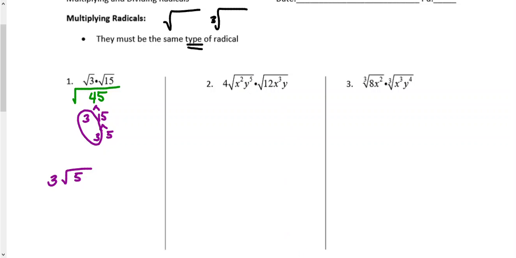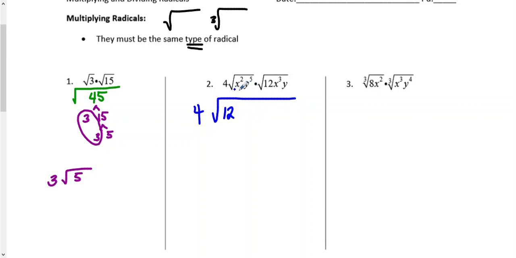Now let's look at number 2. So we have 4 times the square root of x squared y to the 5th times the square root of 12x to the 3rd y. So they're both square roots, so we're good. So I'm going to make 1. So square root, 4 is staying on the outside. I have the number 12. We like to write the numbers first when we're dealing with the inside. It's okay if you don't, but I will always write the number first.